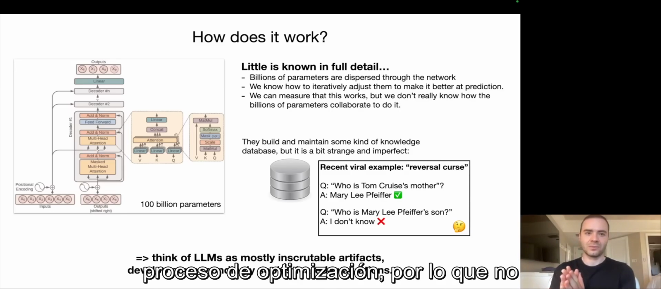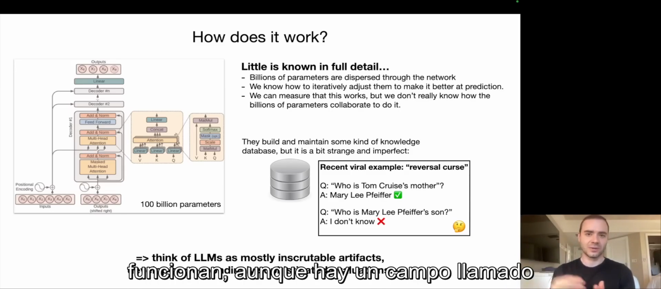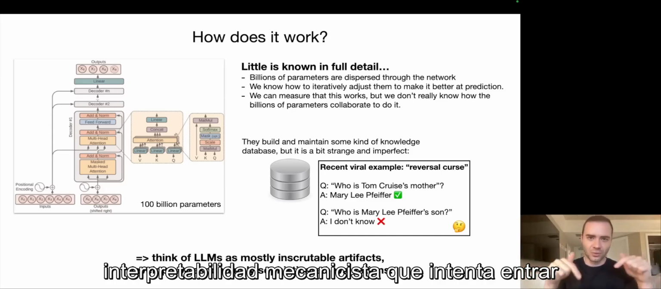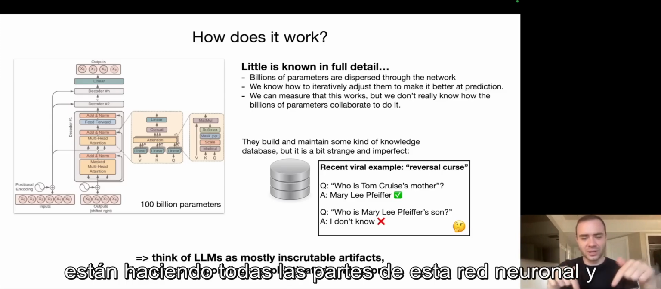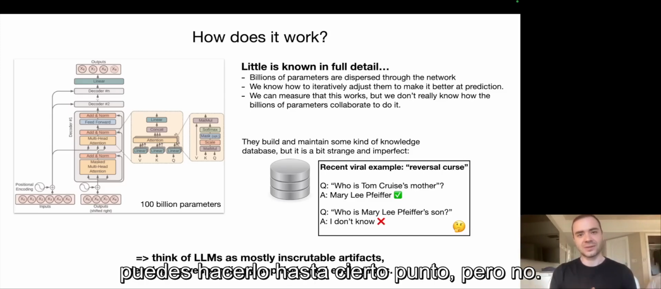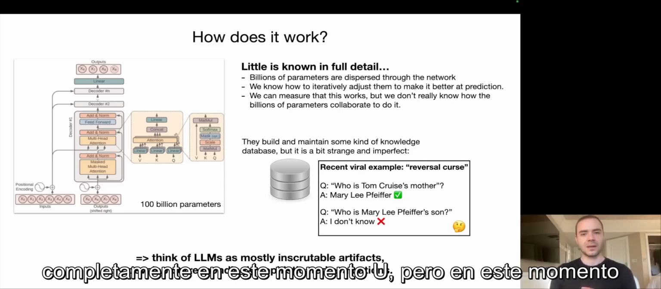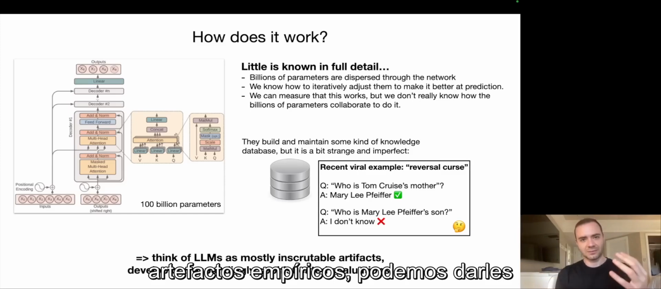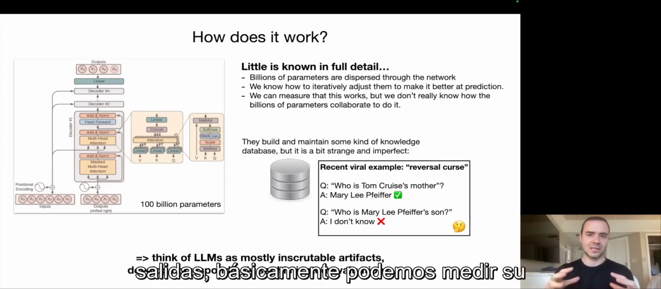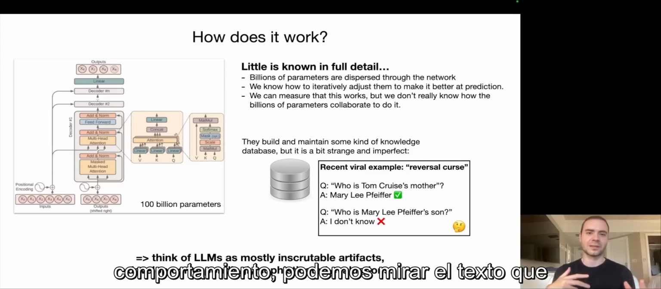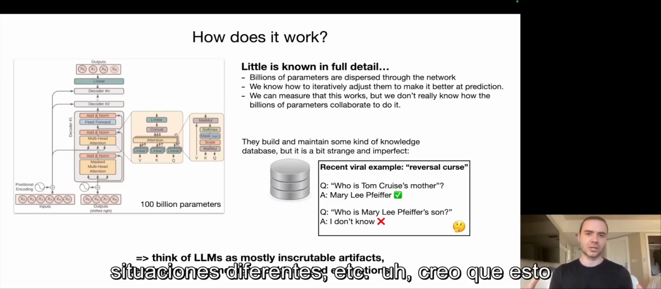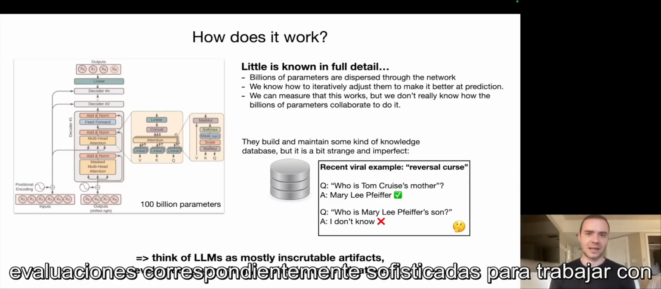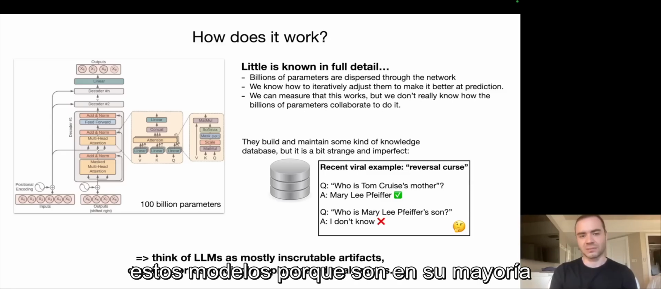And so we don't currently understand exactly how they work, although there's a field called interpretability or mechanistic interpretability, trying to kind of go in and figure out what all the parts of this neural net are doing. And you can do that to some extent, but not fully right now. But right now we kind of treat them mostly as empirical artifacts. We can give them some inputs and we can measure the outputs. We can basically measure their behavior. We can look at the text that they generate in many different situations. And so I think this requires correspondingly sophisticated evaluations to work with these models because they're mostly empirical.